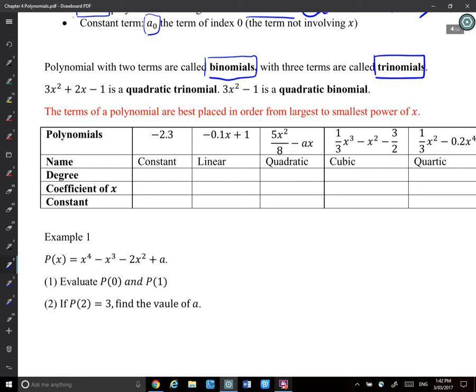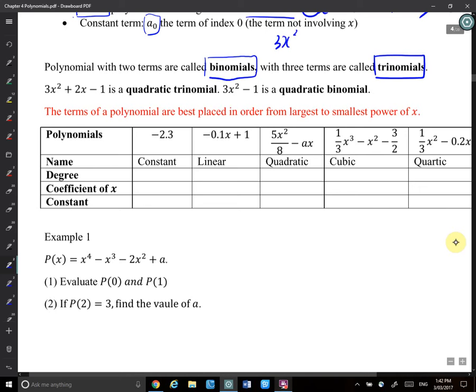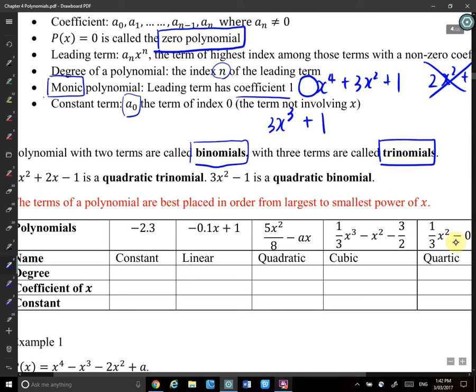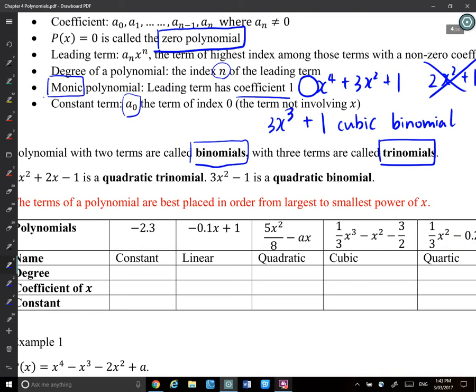The next one, 3x squared minus y, is called a quadratic binomial. That's a quadratic, but only with 2 terms. And what's that? 3x cubed plus 1. Yep, it's a cubic binomial. What's the leading term? The leading term is 3 with a power of 3, so it's a cubic. This is a cubic graph. How many terms do we have? We have 2 terms, so it's a cubic binomial.